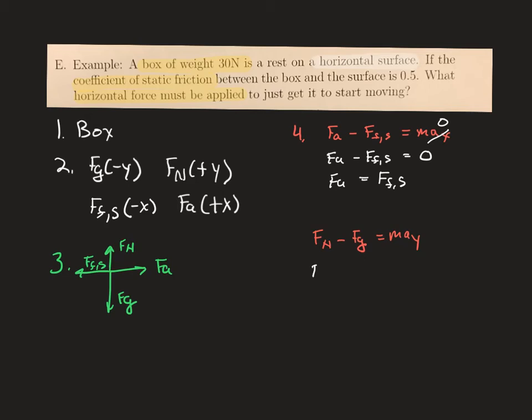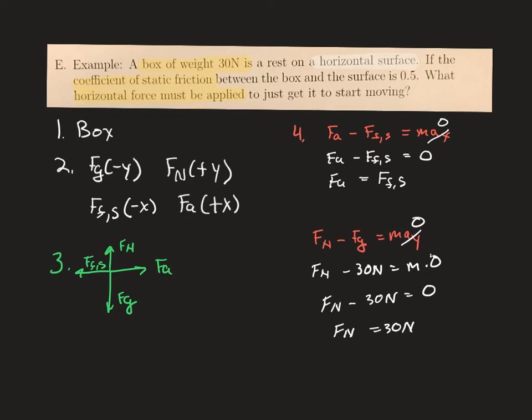So we don't know the force normal. For the force due to gravity, we're given 30 newtons, so we're given the weight in the problem. Remember, weight is the scalar term for the force due to gravity, so I can just sub that in. And acceleration is going to be 0 again, because we're not bouncing the box up and down. So we can say force normal minus 30 newtons equals 0, or that the force normal is equal to 30 newtons.